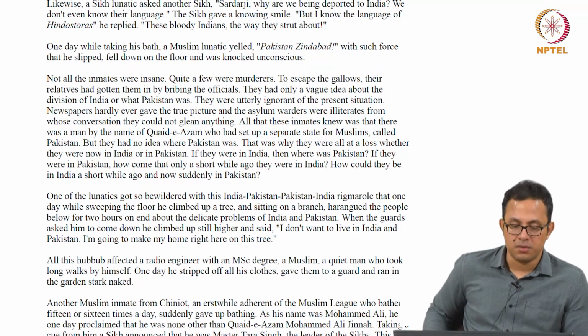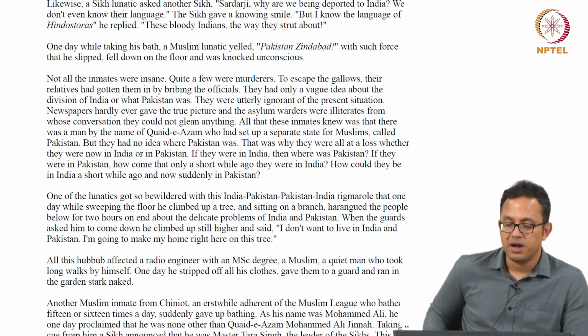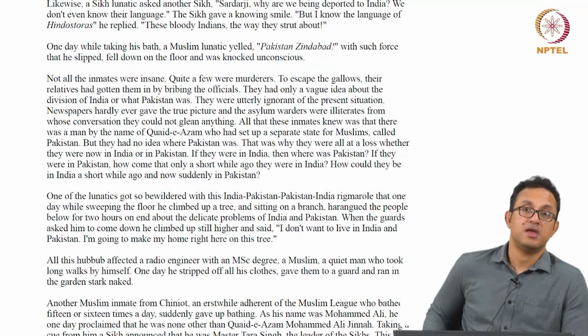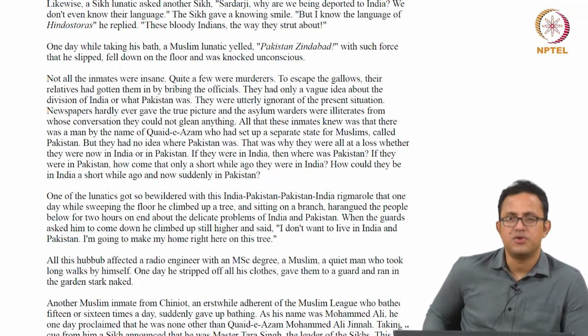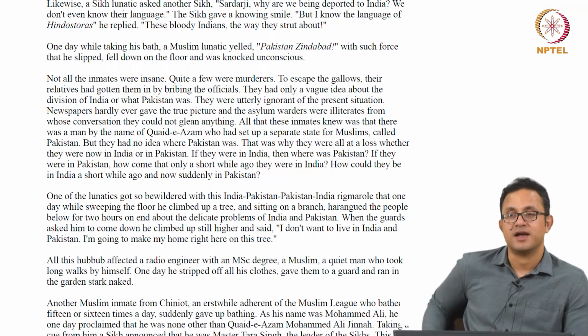The oldest hubbub affected a radio engineer with an MSc degree, a Muslim, a quiet man who took long walks by himself. One day he stripped off all his clothes, gave them to a guard, and ran in a garden stark naked. So again, this whole idea of taking off the clothes and giving them to a guard and running around naked becomes obviously an act of insanity, but the purposelessness of this act is also a pointer to the purposelessness of the partition in the first place.